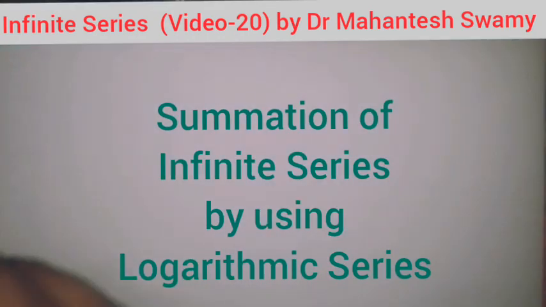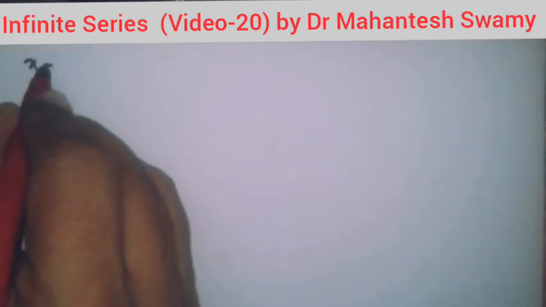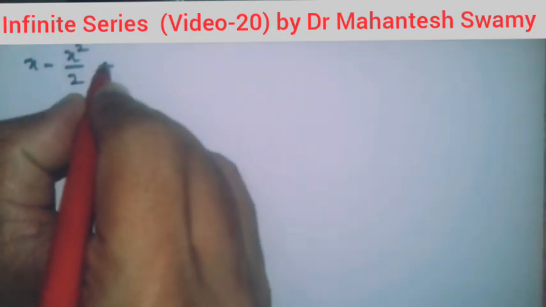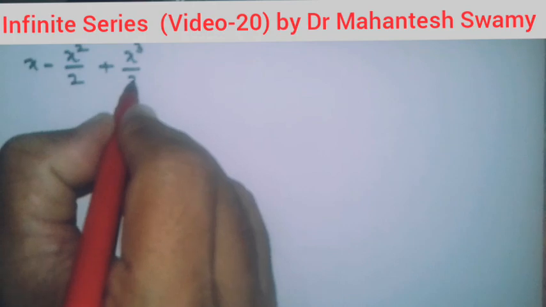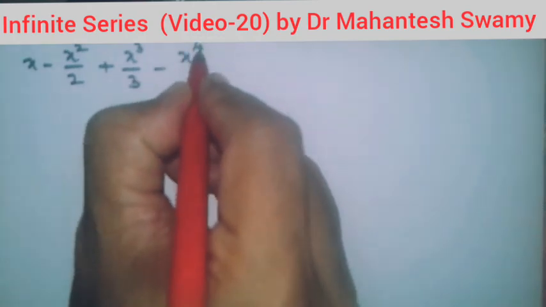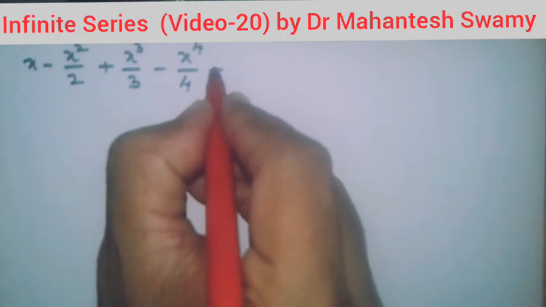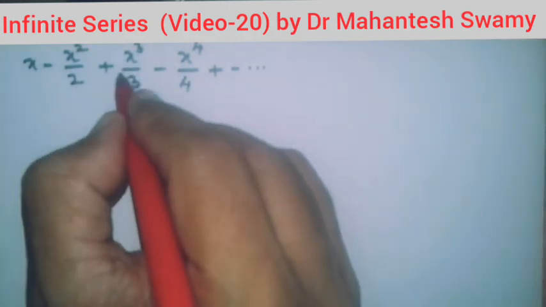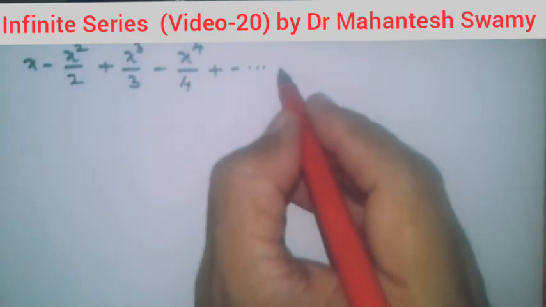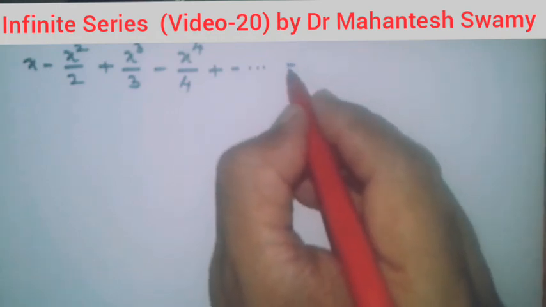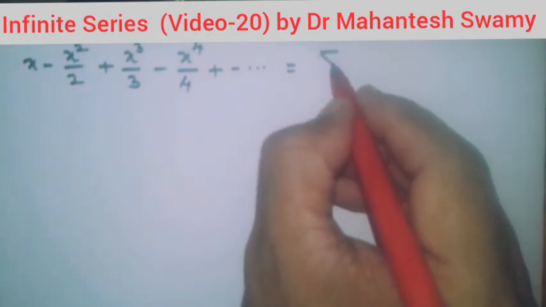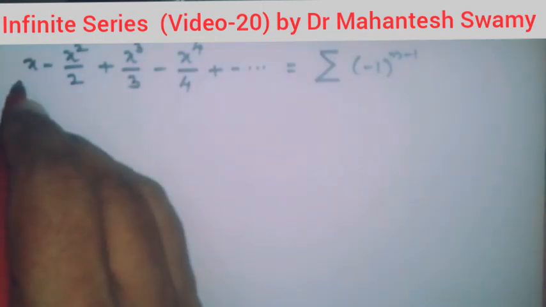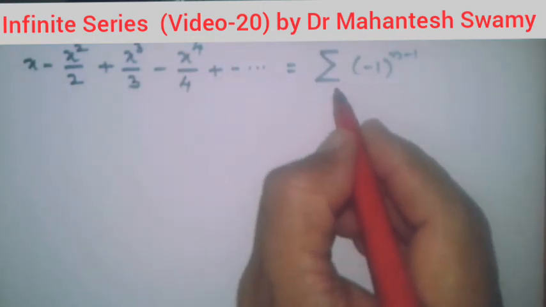A series of the form x minus x square by 2 plus x cube by 3 minus x to the power of 4 by 4, in this way, with plus and minus signs alternately. So this alternating series is called the logarithmic series. It can be written in symbolic form as summation of minus 1 to the power n minus 1, because the first term is positive, and the summation is taken from 1 to infinity.